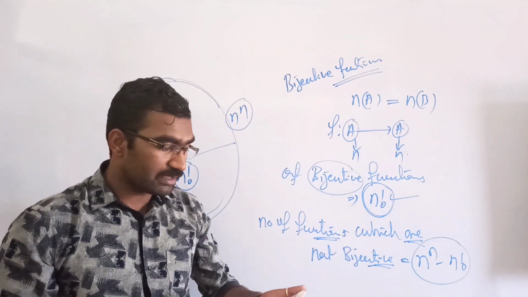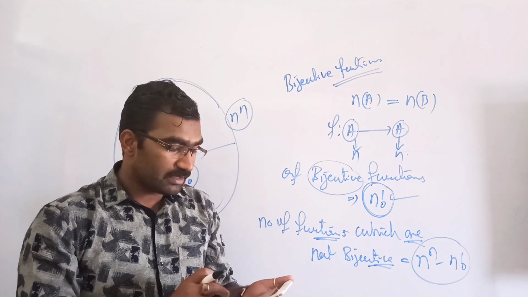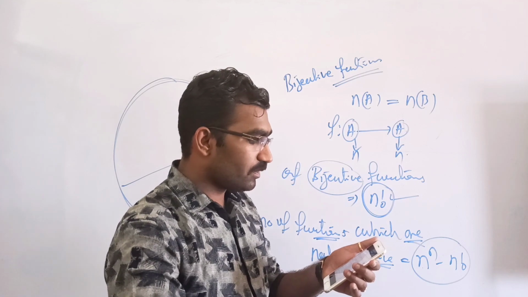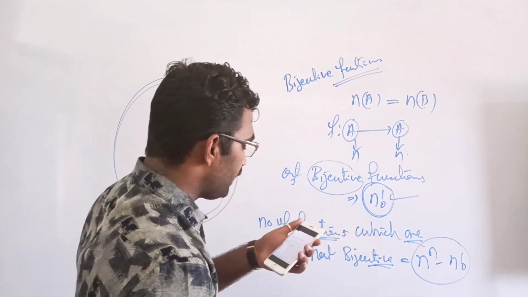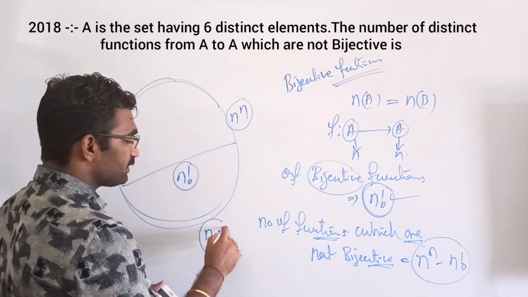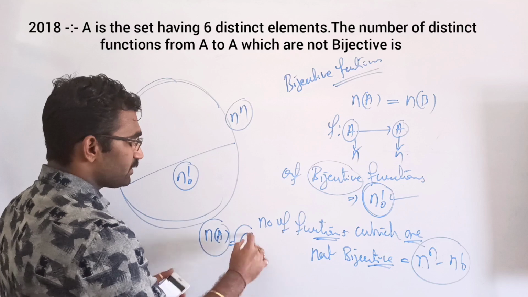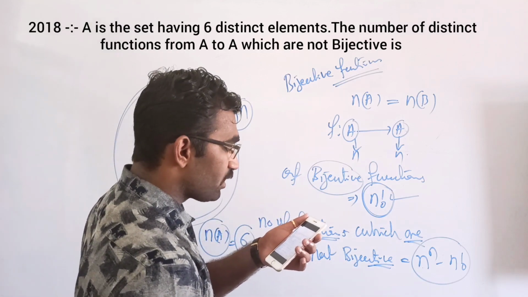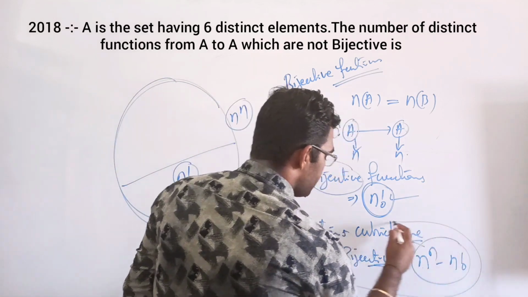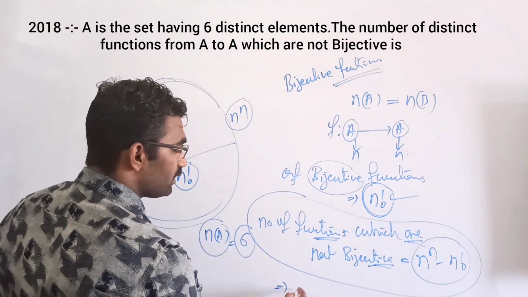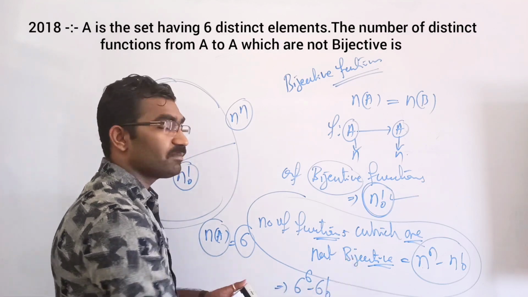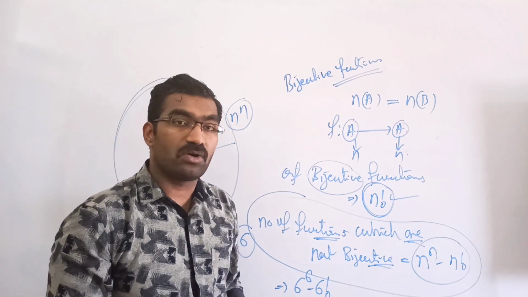Based on this, one question was asked in previous years. That is what I am going to discuss now. If A is a set having 6 distinct elements, then they asked you to find the number of distinct functions from A to A which are not bijective. Therefore you can write 6 raised to 6 minus 6 factorial. These are the numbers which are not bijective functions.